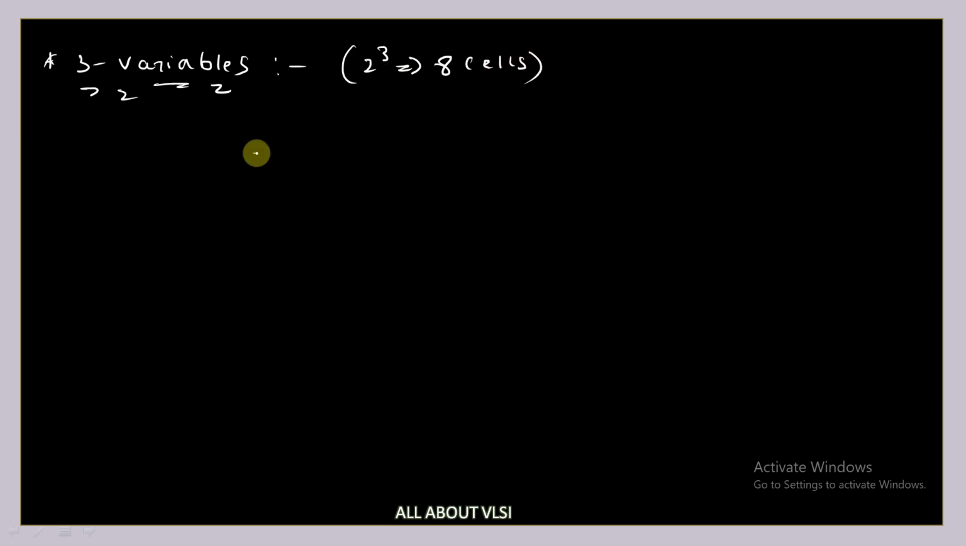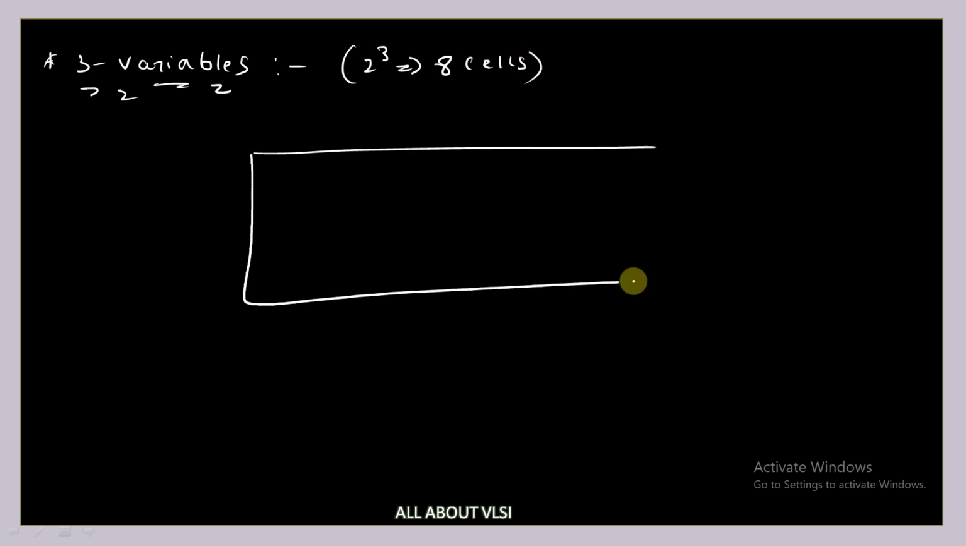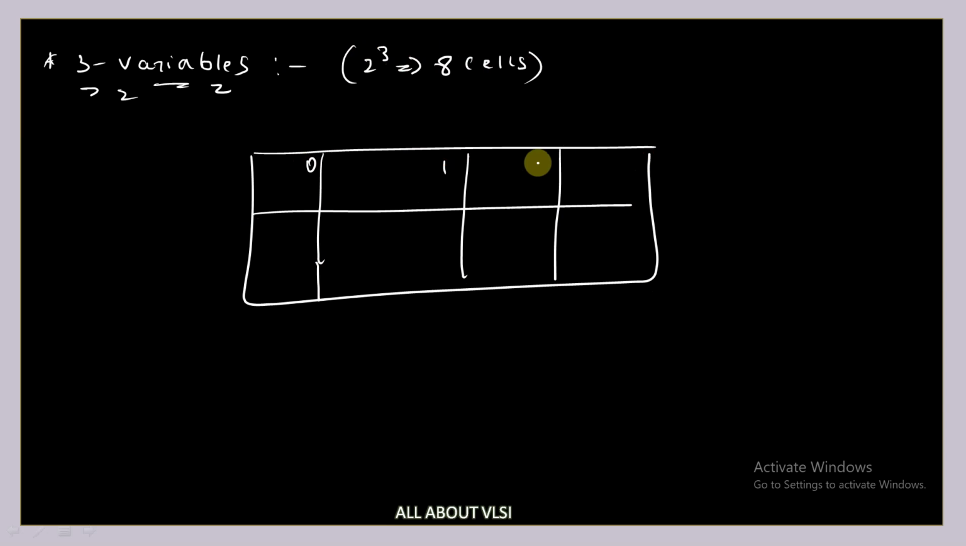Coming to three variables, we will have a total of 8 cells. Just for SOP I am going to draw. In the case of a three variable K-map, we will have a total of 2 power 3, that is 8 cells. So this is our 3 variable K-map: 0 1 3 2 4 5 7 6. Let's say this is a function of a, b and c.